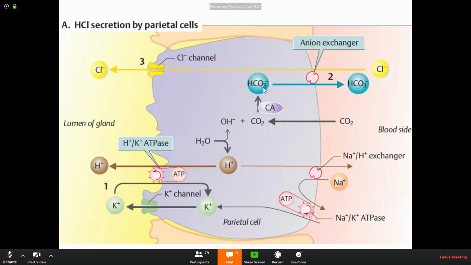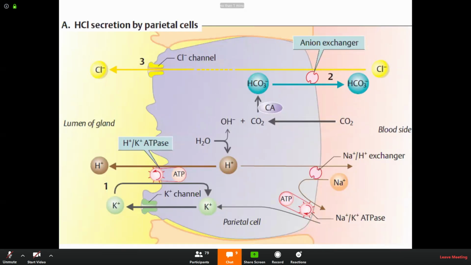The bicarbonate ion that goes to the blood side makes the blood alkaline. So this is known as postprandial alkaline tide. After consumption of milk, there is the exchange of chloride with bicarbonate. Bicarbonate ion goes to the blood and increases the alkalinity of the blood. This is known as postprandial alkaline tide. Okay, this is asked in the exam also. What is postprandial alkaline tide? You have to remember this figure.